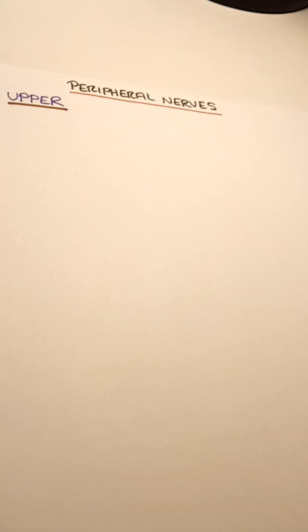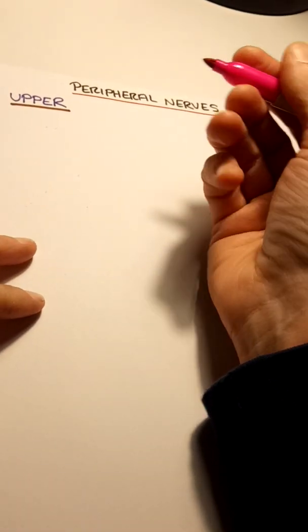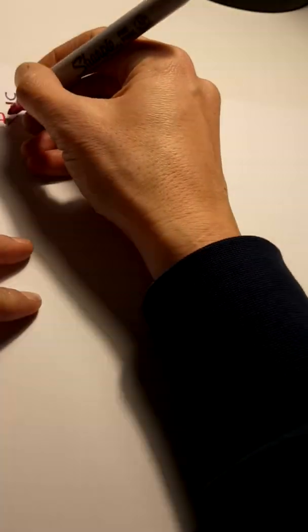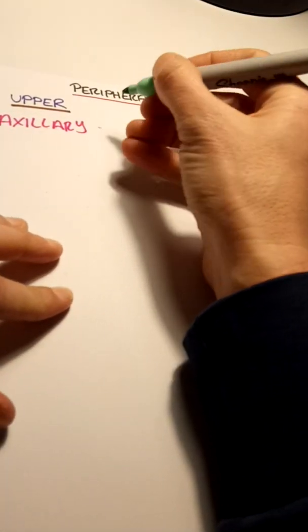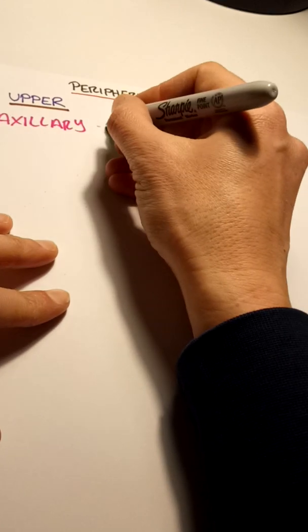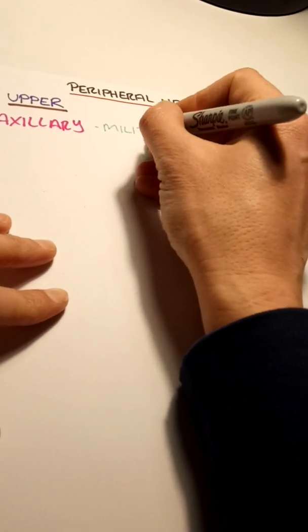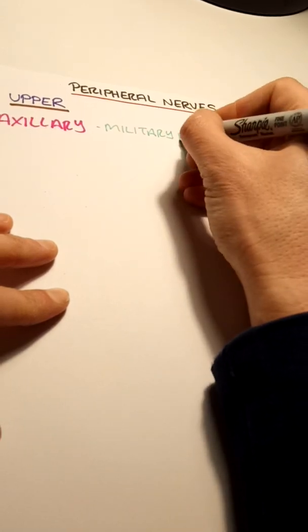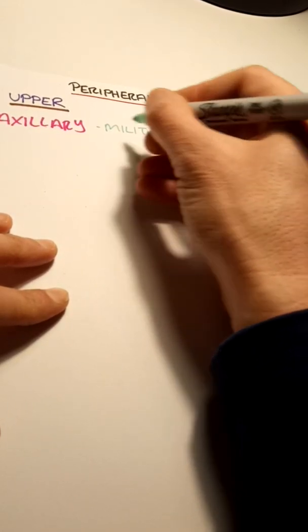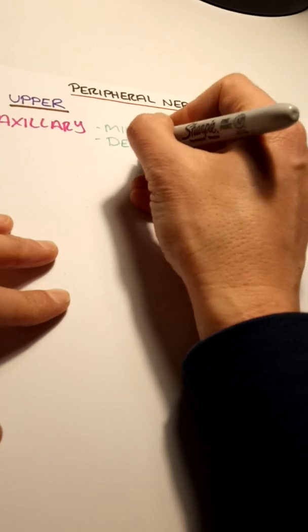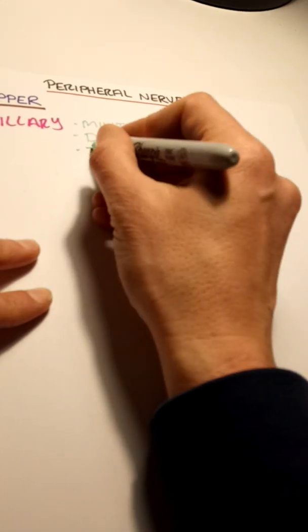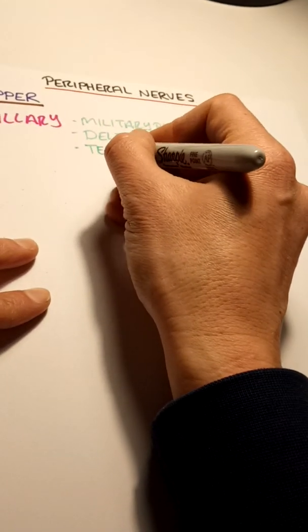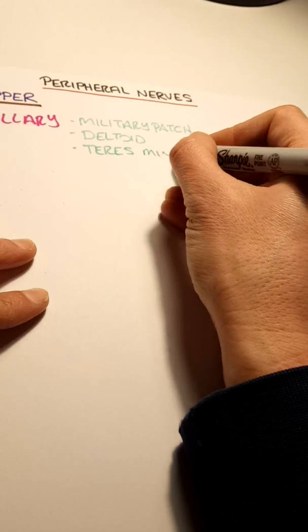Right, let's power on through these peripheral nerves. So, upper and lower peripheral nerves. Let's start with the upper. We're going to have our axillary nerve. And what does this puppy do? So this is the military patch on the outer arm, the deltoid, and the teres minor. Teres minor.